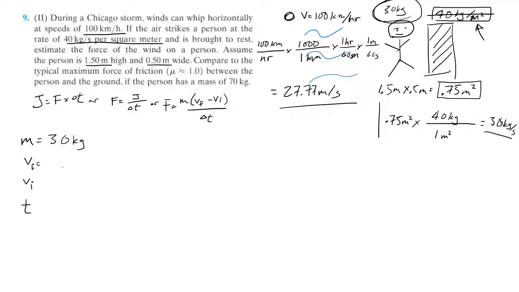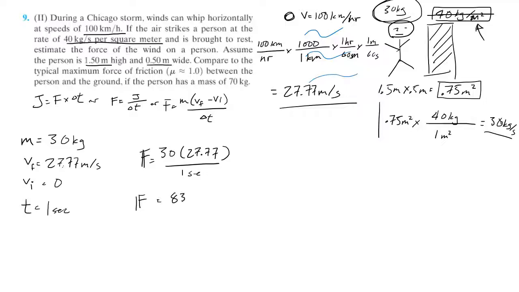The final velocity, let's do final and initial, right? Our final velocity is 27.77 meters per second. Our initial, we assume that wind just starts from nothing, and all of this was over an increment of 1 second. So force is equal to 30 times 27.77 divided by 1 second. So our force is going to equal 833 newtons. The sig figs are all off. If I look at it, it looks to be maybe 2 sig figs. Actually, the lowest one is actually 1 sig fig. So really the force is just 800 newtons. Okay, that's part one, done.